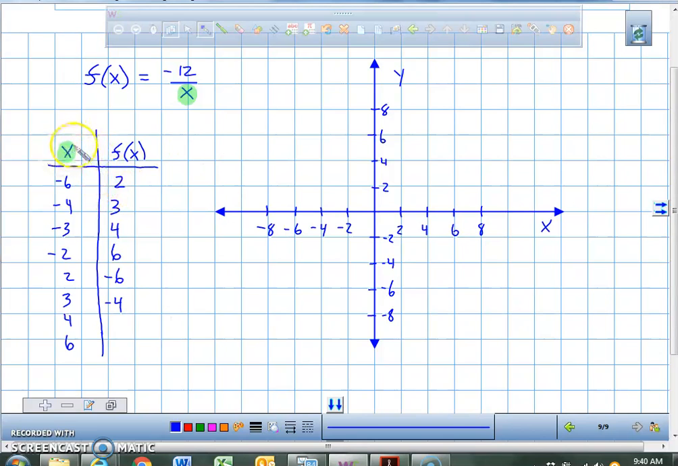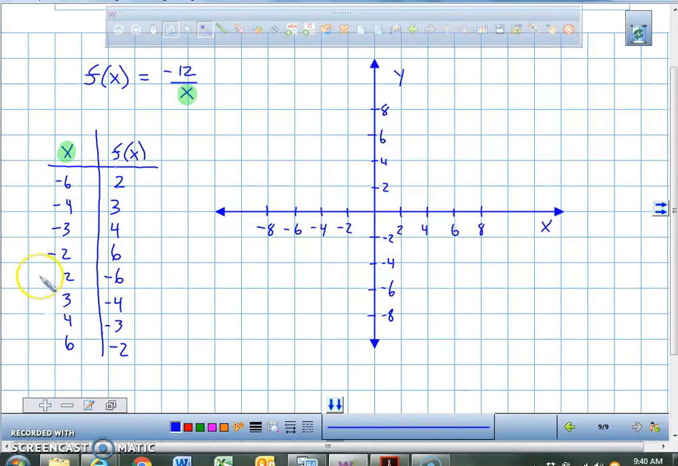Okay, these numbers right here, the domain, I'm plugging it in. So negative 12 divided by negative 6 is positive 2. You see the pattern? Okay, because 5 doesn't go perfectly into 12, and I didn't want to deal with decimals. So I was just using points that I felt were easily plottable. Does that make a little more sense? Okay. Good question.